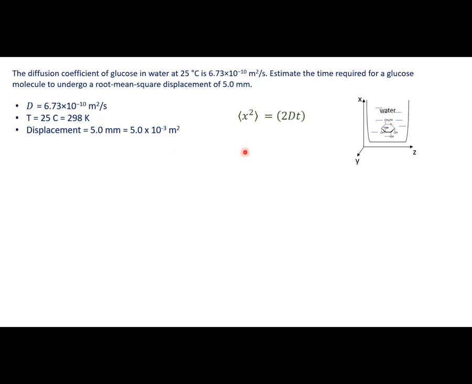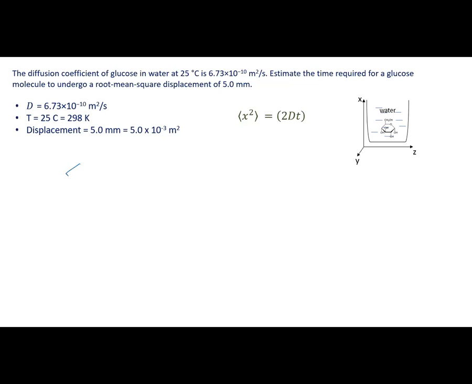One equation that we know that links the root mean square displacement is x squared equal to 2Dt. Imagine a glucose molecule in a beaker of water. It is equally likely that the glucose molecule can displace in any direction, x, y, or z. But this equation only talks about one-dimensional displacement or diffusion. So we need the equivalent of a three-dimensional equation, and for that we need to make use of some mathematics.